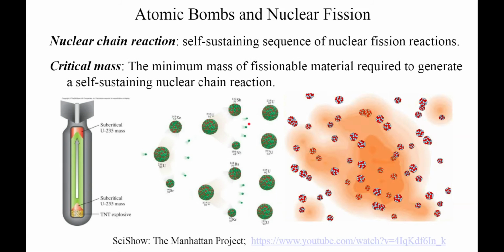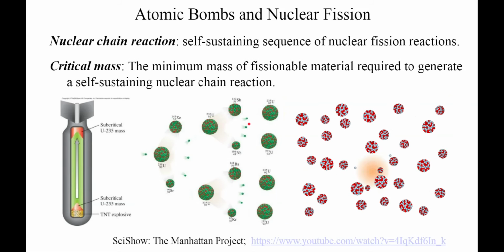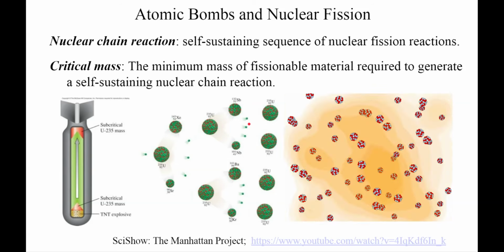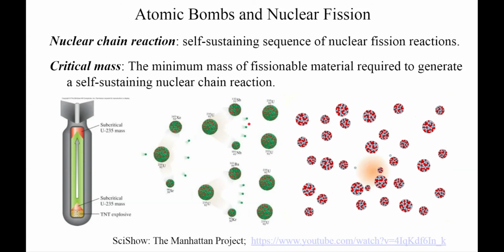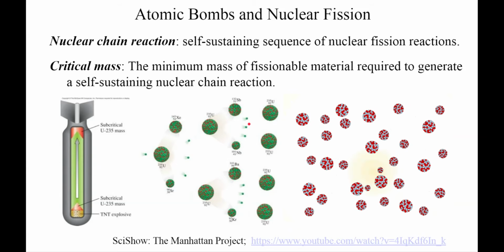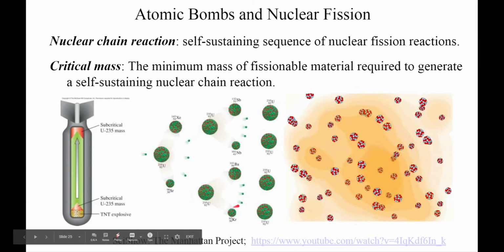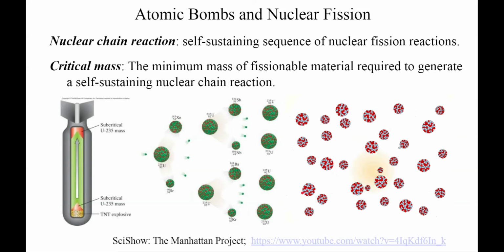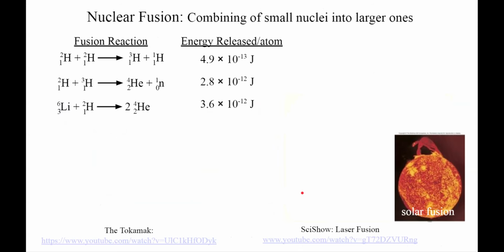Now, one thing it takes for a nuclear bomb is a critical mass. So you have to have enough uranium or plutonium concentrated so that when one undergoes fission, it actually gets the others to maintain that chain reaction. If they're too spread out, then this will not be achieved. There's a nice video on the Manhattan Project you can watch below.